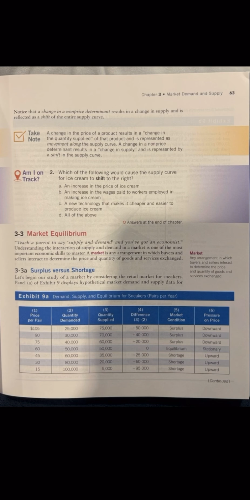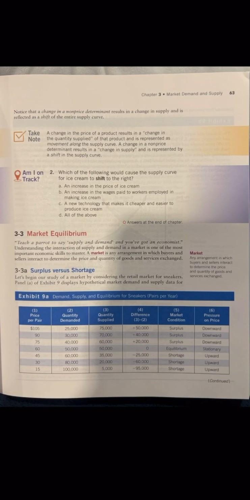3-3 Market Equilibrium. Teach a parrot to say supply and demand, and you've got an economist. Understanding the interaction of supply and demand in a market is one of the most important economic skills to master. A market is any arrangement in which buyers and sellers interact to determine the price and quantity of goods and services exchanged.